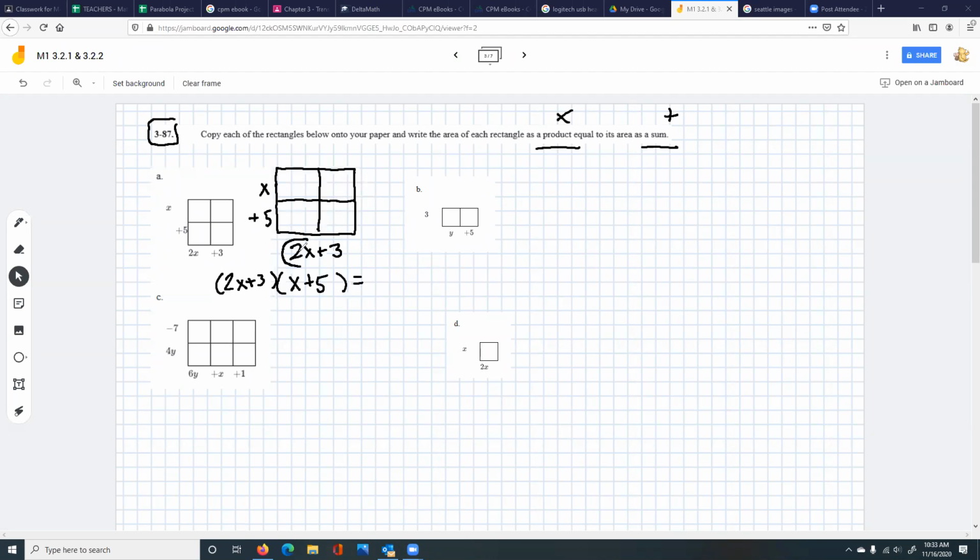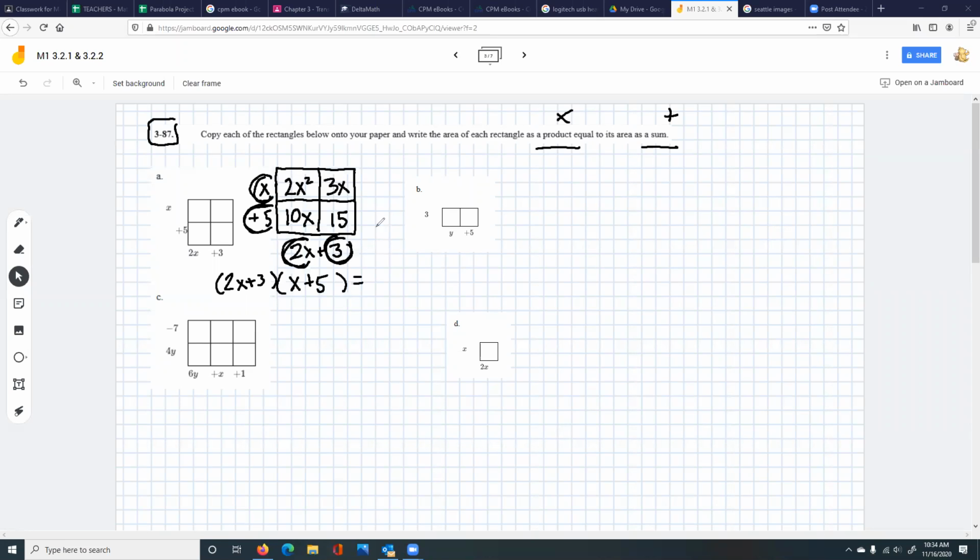So what is 2x times 5 going to give us, guys? 10x, right? And then what is 2x times x going to give us for this rectangle here? 2x squared. And then for this rectangle, we're going to multiply 3 times 5, which is 15. For this rectangle, we're going to multiply x times 3, which is 3x. Okay, so we want to add these together.